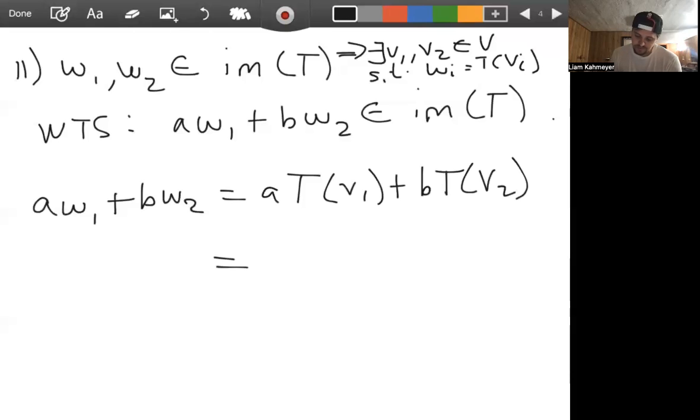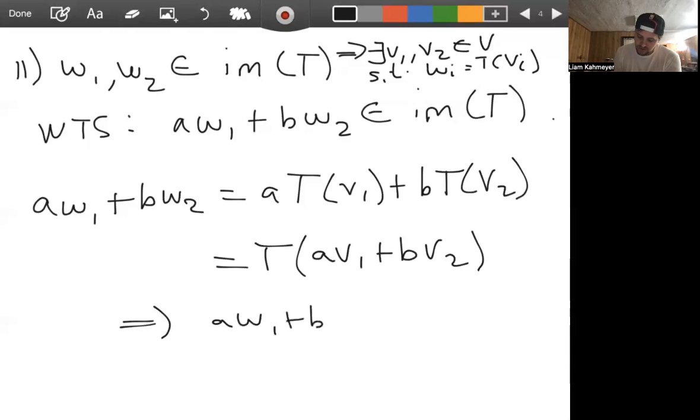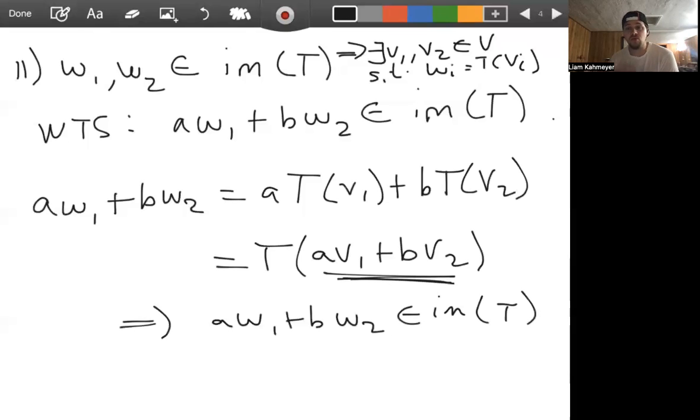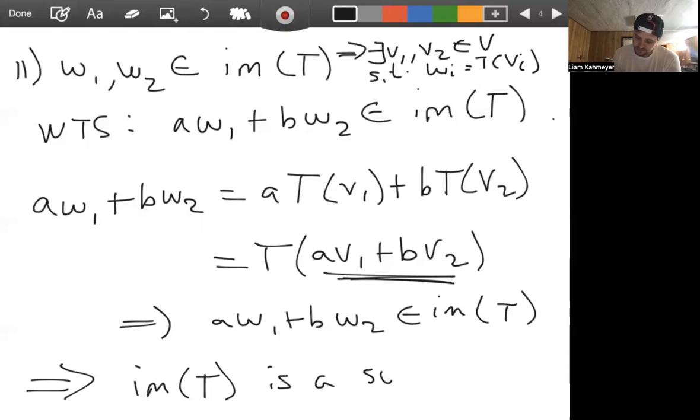Next, we have that T is a linear transformation. Therefore, this is T of A V1 plus B V2. But this implies that AW1 plus BW2 is in the image, because we found an element in V that maps to AW1 plus BW2. So this implies that the image of T is also a subspace.